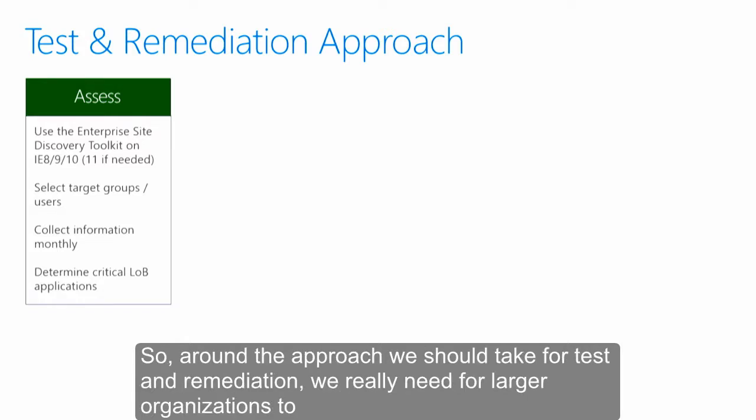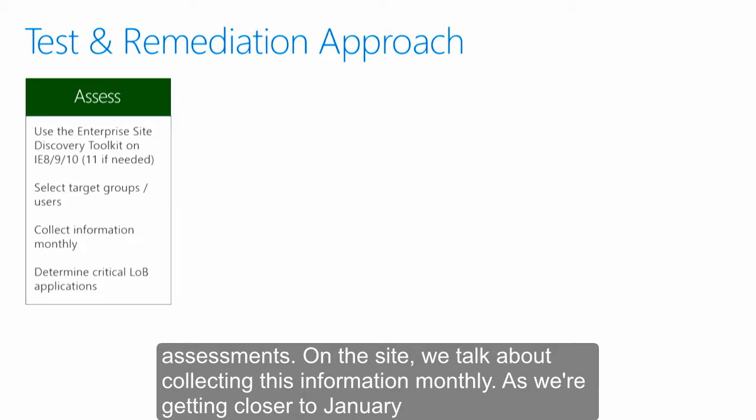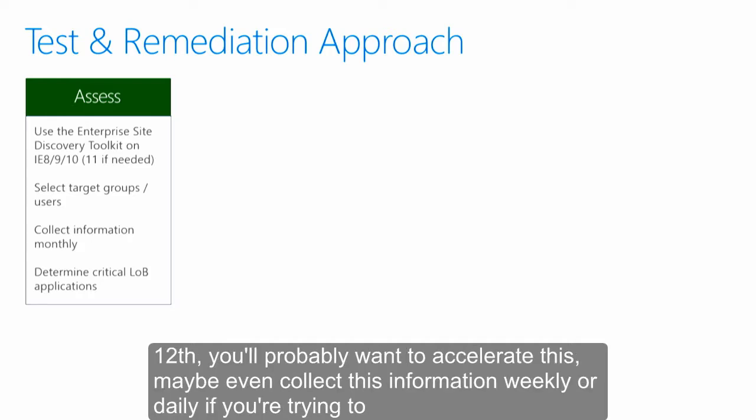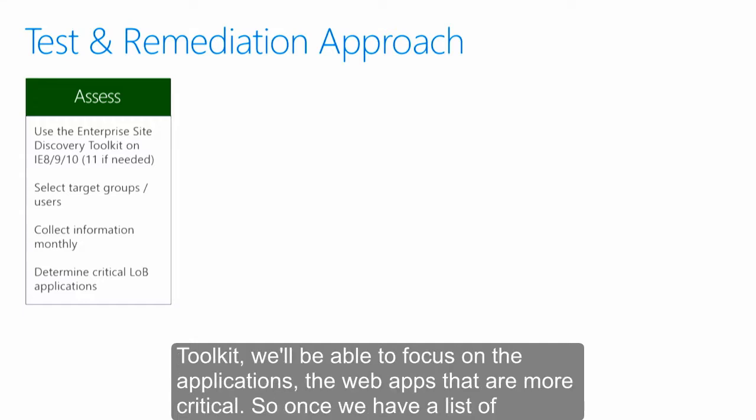So around the approach we should take for test and remediation. We really need, for larger organizations, to consider using the Enterprise Site Discovery Toolkit. This allows you to automate the process of doing these assessments. On the slide, we talk about collecting this information monthly. As we're getting closer to January 12th, you'll probably want to accelerate this, maybe even collect this information weekly or daily if you're trying to get a good picture of what's going on. And as part of assessing all this information coming from the Discovery Toolkit, we'll be able to focus on the applications, the web apps that are more critical.